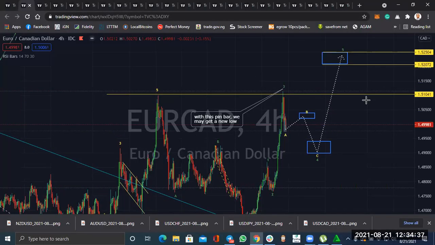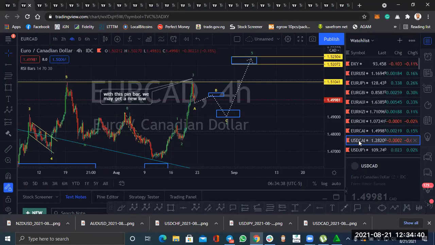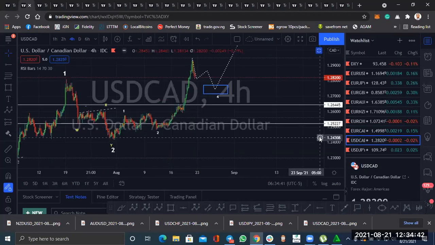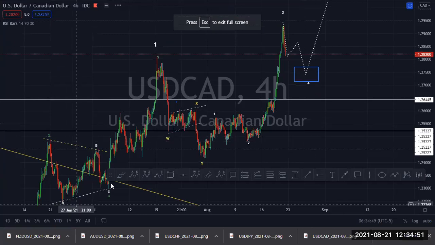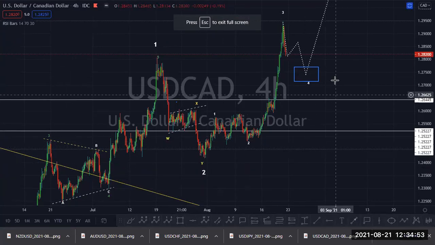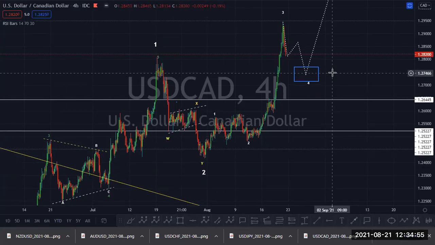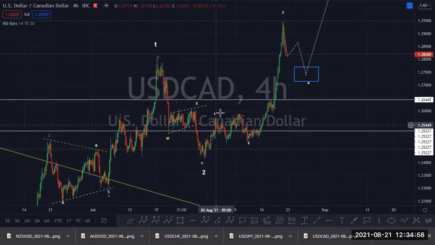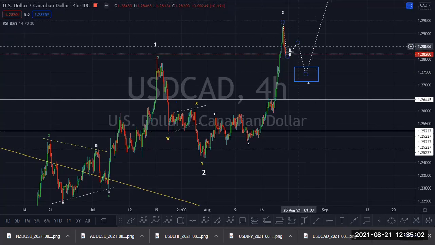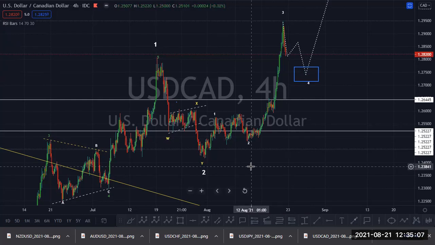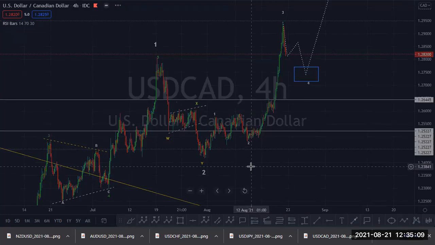The next is USD CAD. USD CAD and Euro CAD are doing similar things. Let me expand it. So I don't have multiple options on these two pairs. To me, this is 1, 2, 3, A, B, C. Then I would like to sell if I get a nice B. Let me go to 2 hours so that I can label it.